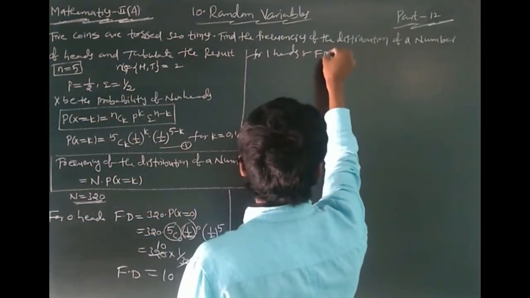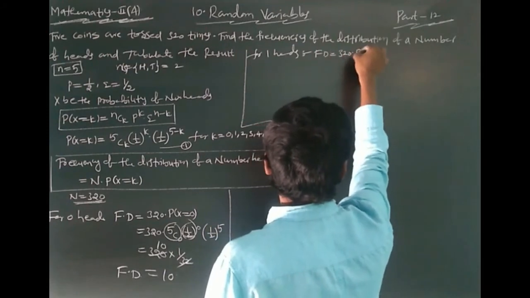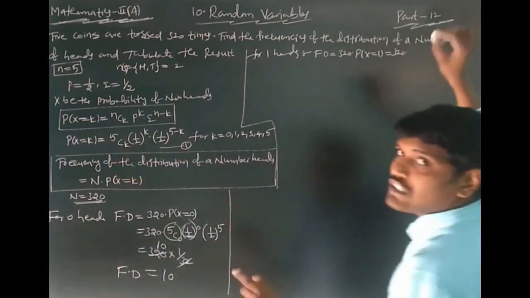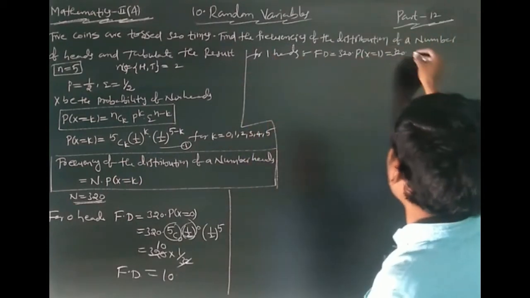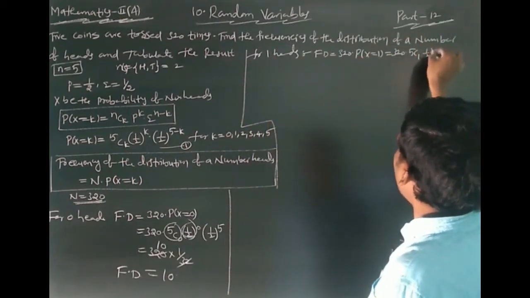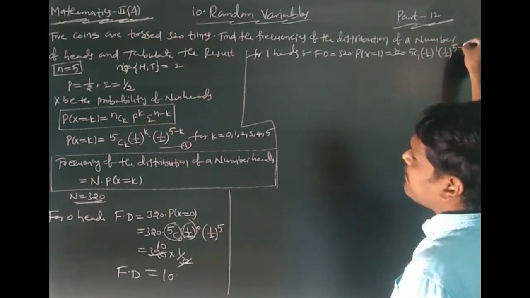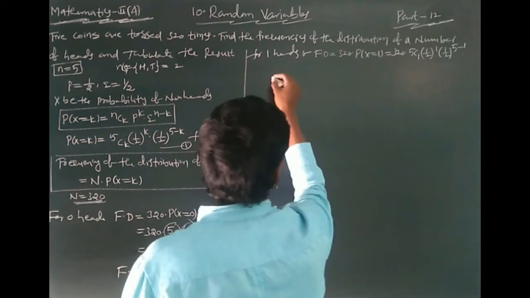Similarly, for 1 head, with 0 heads completed and its frequency distribution 10 done, the frequency is 320 into P of X equal to 1. In this equation, the k value is 1: 5C1 (1/2)^1 (1/2)^(5 minus 1). Here, what is the 5C1 value?